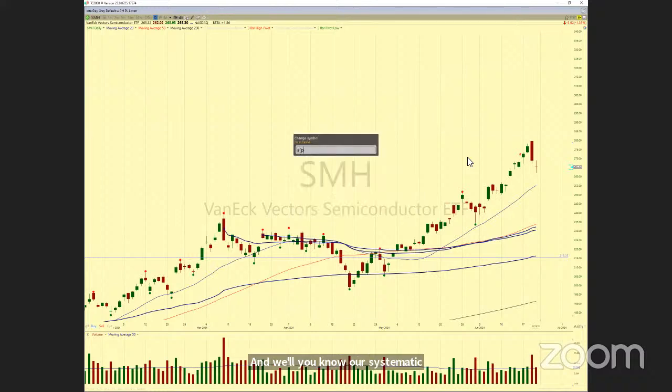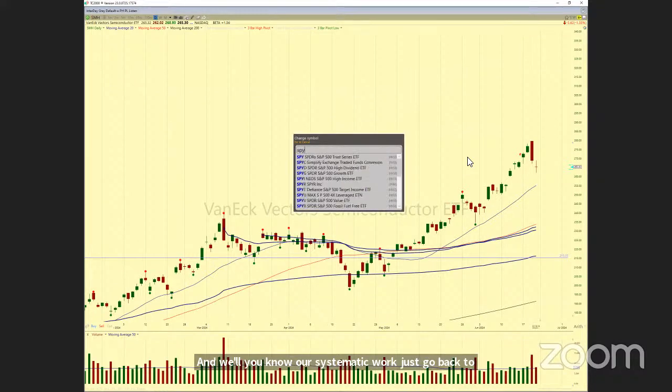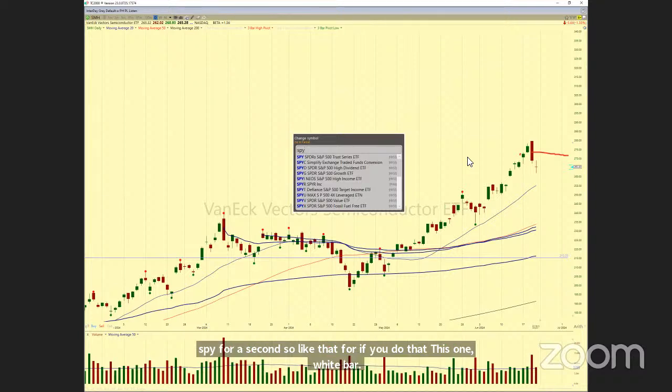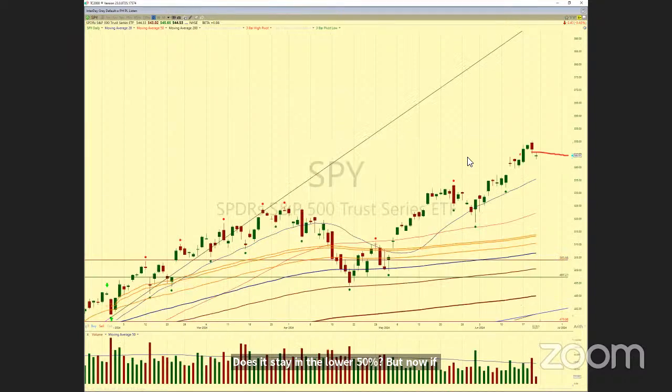So for this one, wide bar, does it stay in the lower 50%? So now if you go to spiders, what we look at is that, well, this isn't a wide bar. That's wider than the prior days, but this bar broke out.